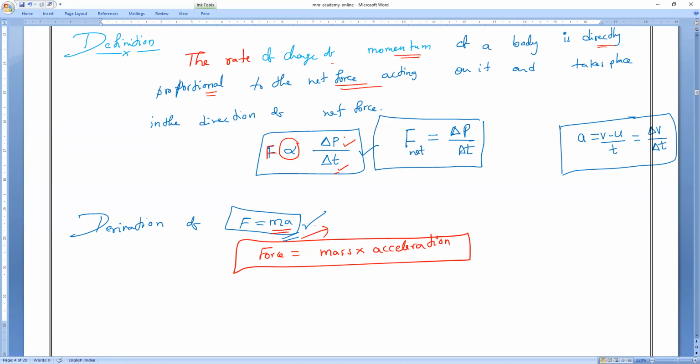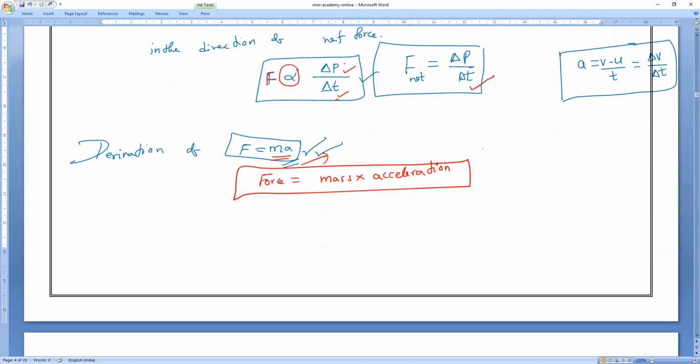Class 9th students know the other form, but this is the more standard form, and it always remains true. F net is equal to dp by dt. That is what you should remember. Okay, so let us derive this formula.